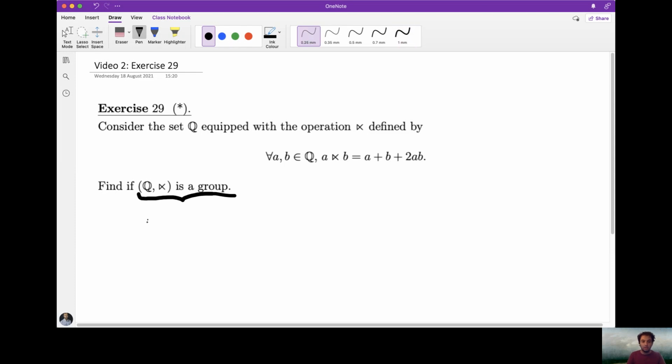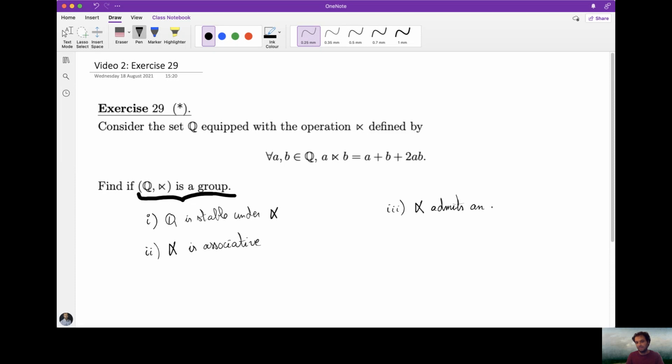So you need the definition of a group, which is the following list of 4 axioms. The first axiom is that Q is stable under the operation that we have just defined. Second property is that the operation is associative. Third property is that the operation admits an identity element. And the fourth one is that all elements are invertible.